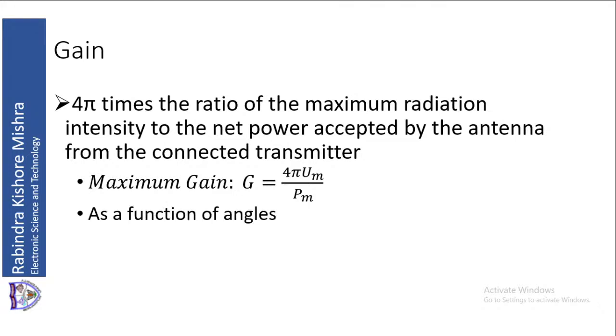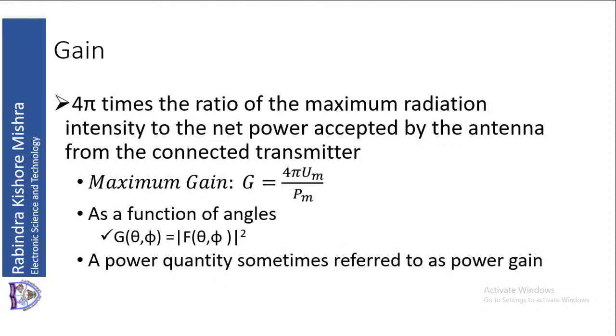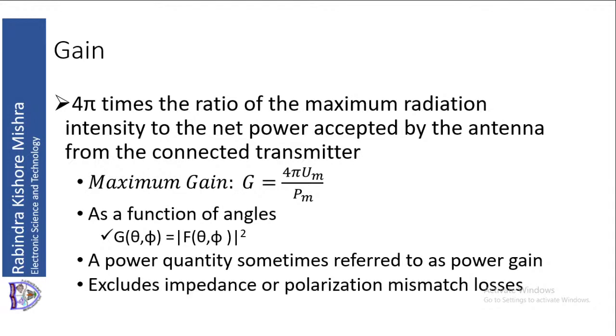That is the definition. As a function of angles, if you want to represent the gain, then G theta phi is equal to G into f theta phi squared. That is the gain. It is a power quantity, sometimes referred to as power gain. This excludes impedance or polarization mismatch losses. We'll consider these impedance and polarization mismatch losses later.